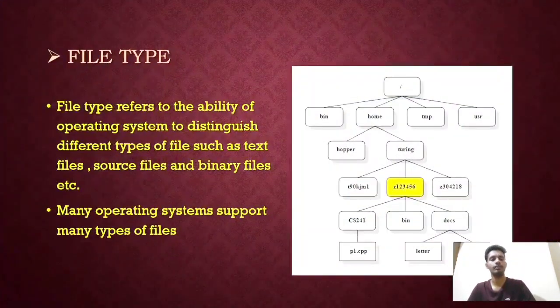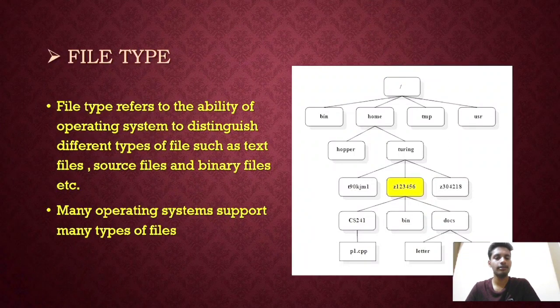So, file types. File type refers to the ability of the operating system to distinguish different types of files such as text files, source files, and binary files, etc. Some day you might have wondered how many types of files actually exist, because you might have seen many different types of files in your day-to-day lives, and many operating systems support many types of files. We want an operating system which supports many types of files, so we can give in different types of files, and the operating system should be efficient enough to distinguish between all those and process the data whatever we want.